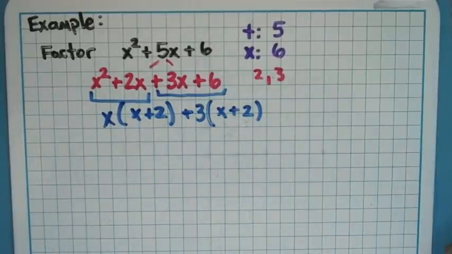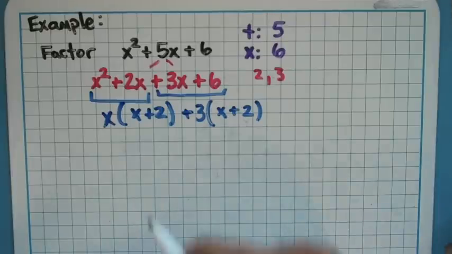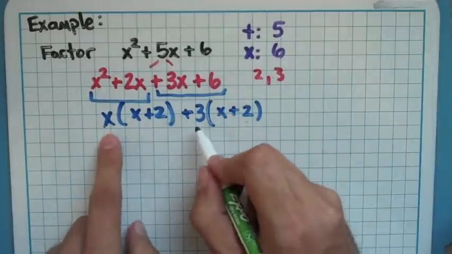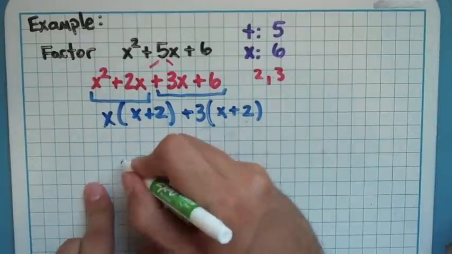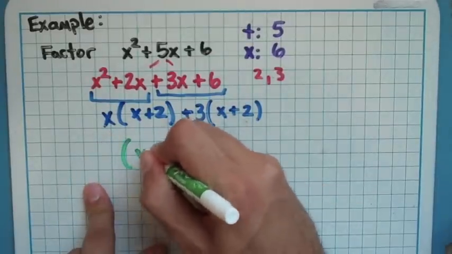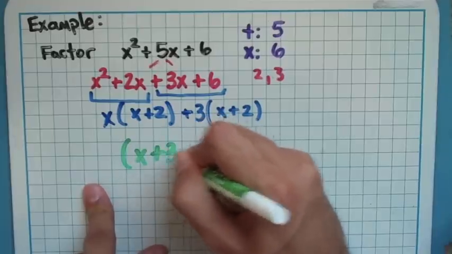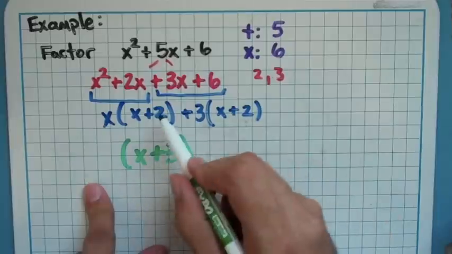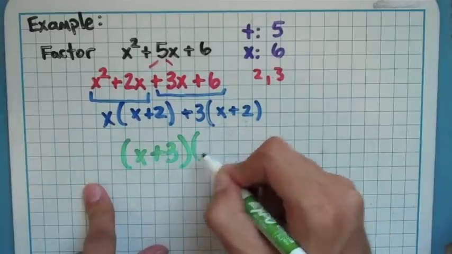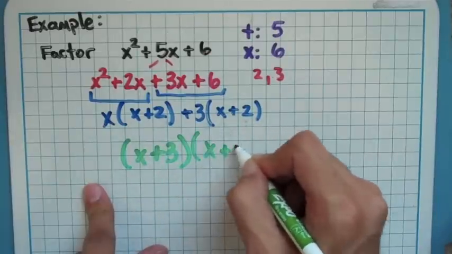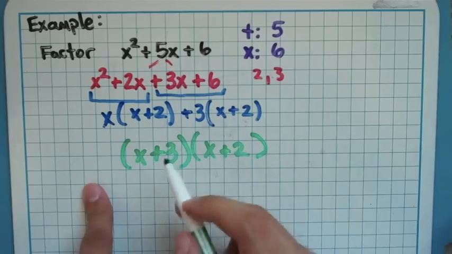And we're almost done now. We're just going to do our final step where we write down our answer. We're going to take the outside parts, the parts outside the parentheses, and put them into their own parenthesis. So I have an x and a plus 3 on the outside. And my matching parenthesis, I'm just going to copy down again for my other parenthesis. So I get x plus 2 from that.